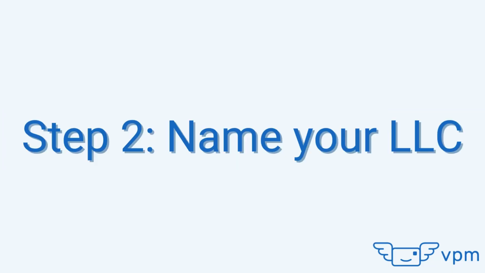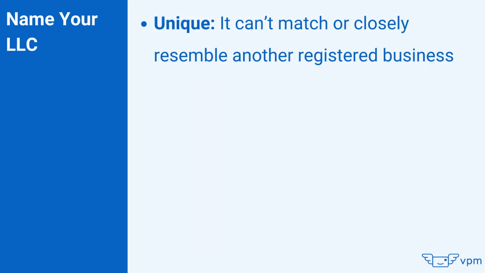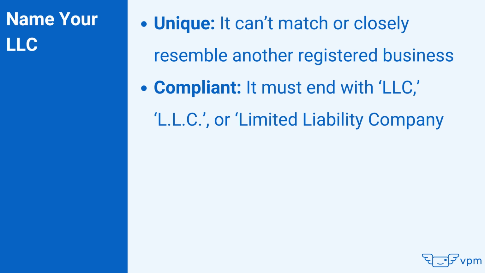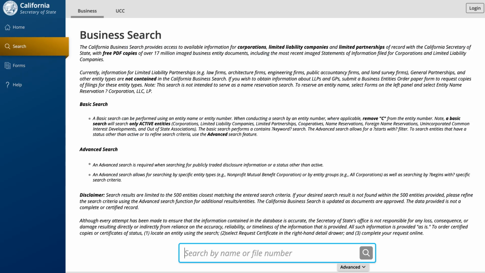Step 2. Name your LLC. The first section of the form asks for your LLC's name. Make sure it's unique, it can't match or closely resemble another registered business, and compliant, it must end with LLC, or limited liability company. Avoid restricted words like bank, trust, or anything that sounds like a government agency, unless you have special approval. Want to check if your name is available? Use California's business search tool. We've linked it in the description for you.